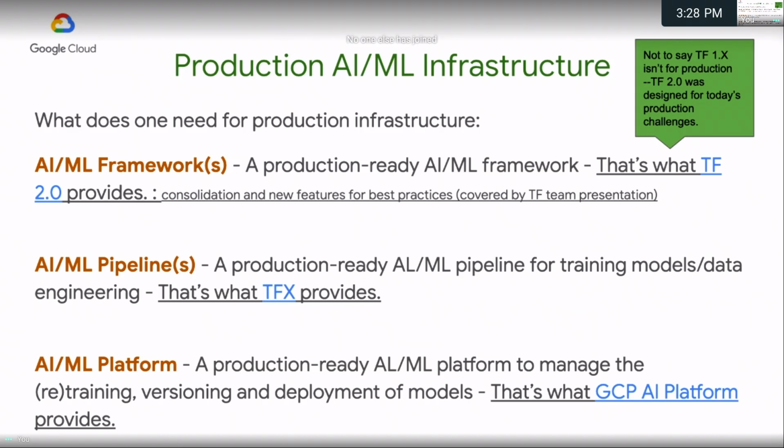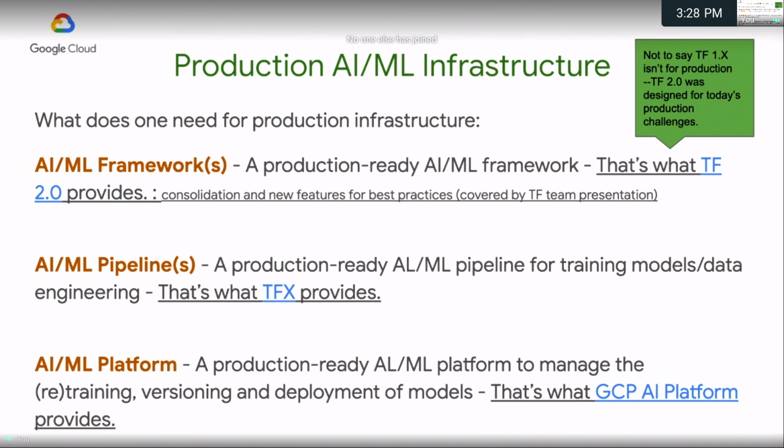In 2018, people were doing development and prototyping, and it was meeting those needs. Now that we're in production, again you see a revamp in TF 2.0. But I'm not going to talk about the new features in TF 2.0 because that's already well covered by the TensorFlow team. Another important item is, of course, your pipelines.